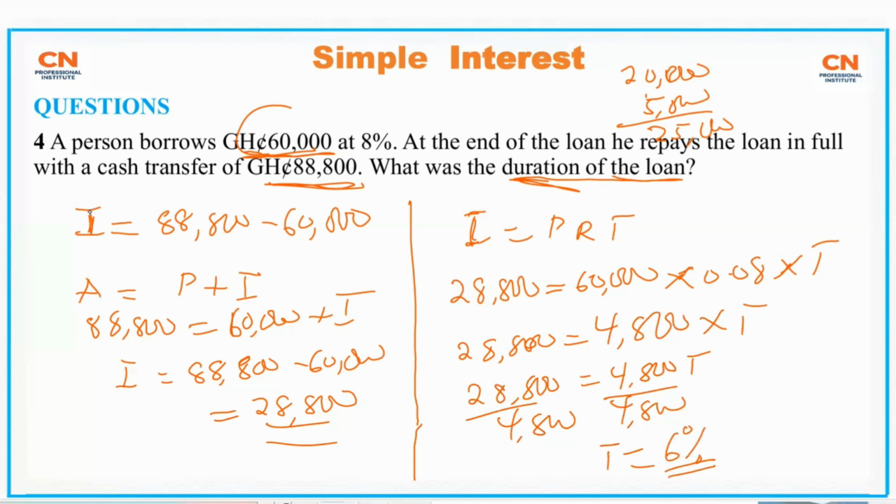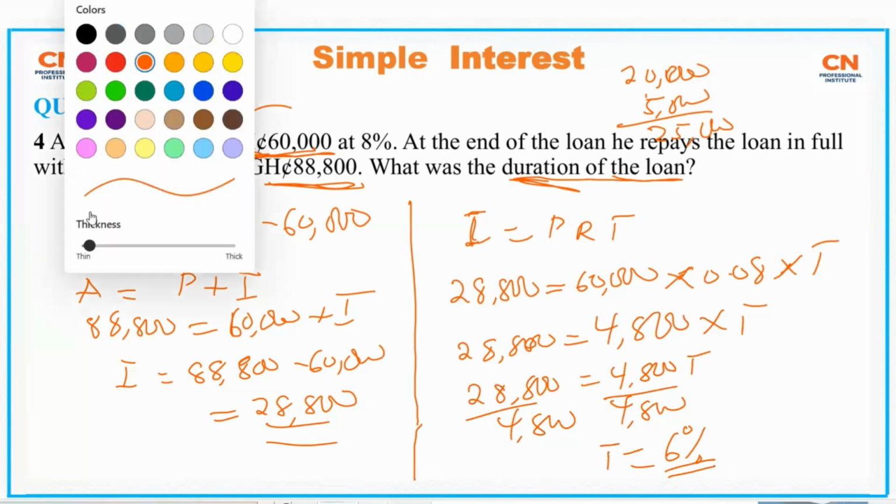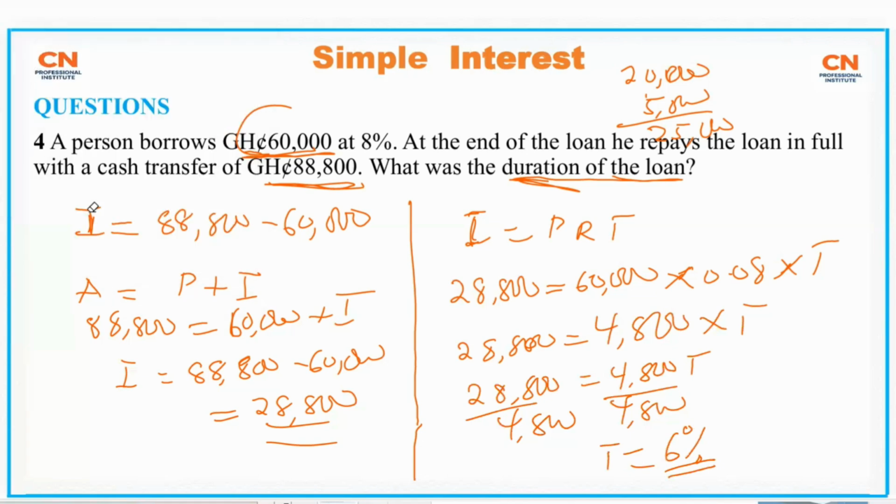Sorry, it's not 6%. Here we are calculating for T. So it's supposed to be 6 years.